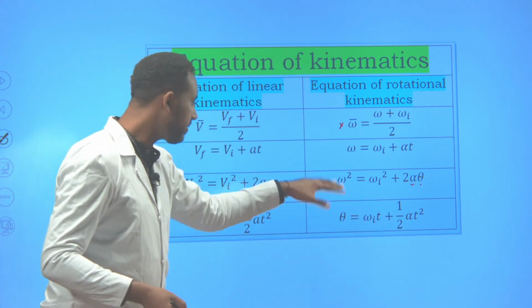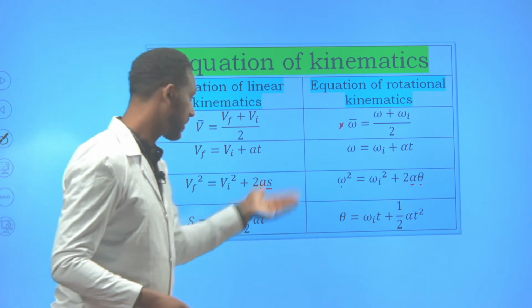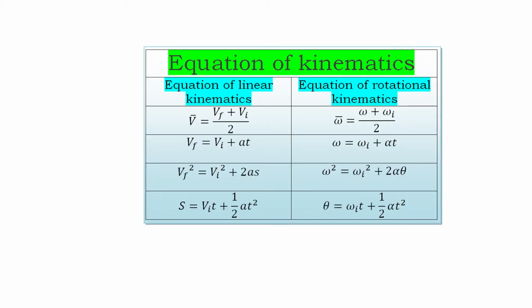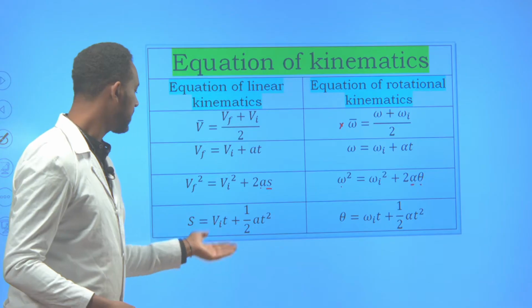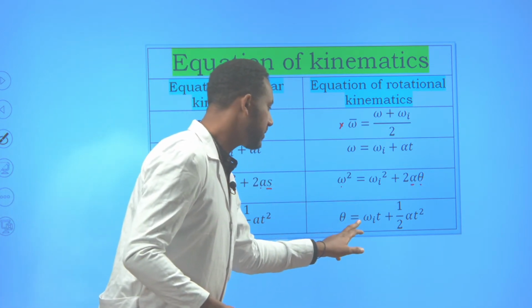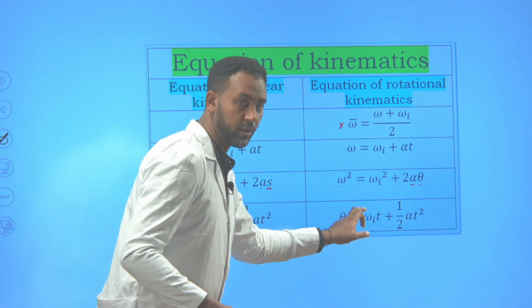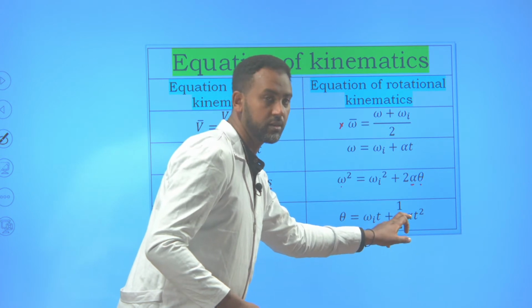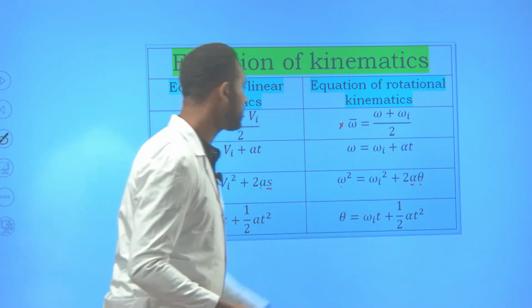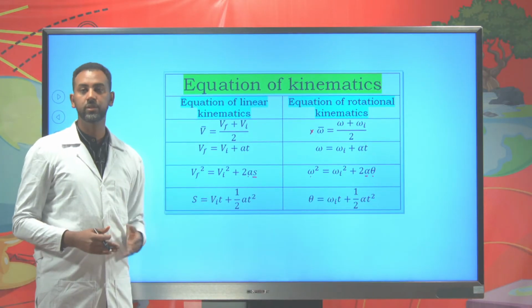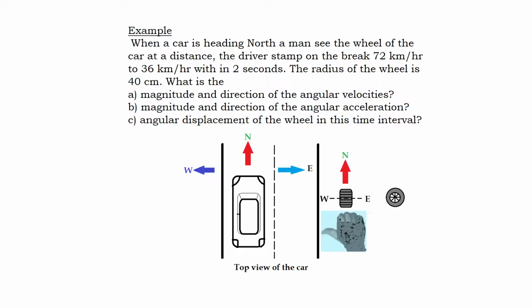So we can convert everything to rotational terms. Here it says displacement can be given as the initial linear velocity times t plus half times linear acceleration times t squared. This was the equation. And when you convert to rotational motion, the angular displacement is given as the initial angular velocity times time t plus 1/2 alpha, which is the angular acceleration, t squared. So we have to apply those equations to the questions given.